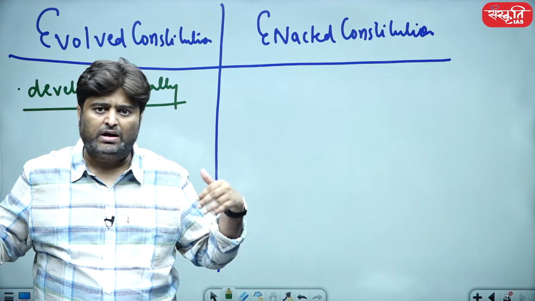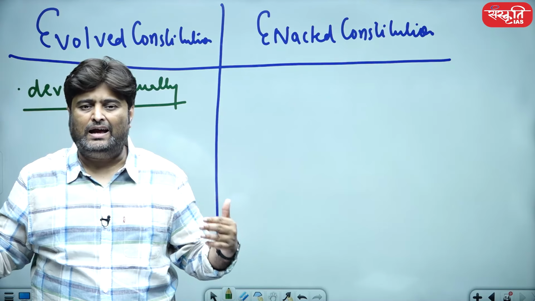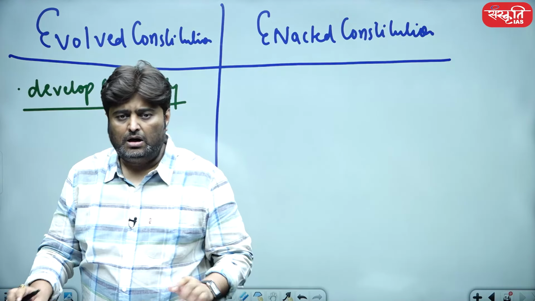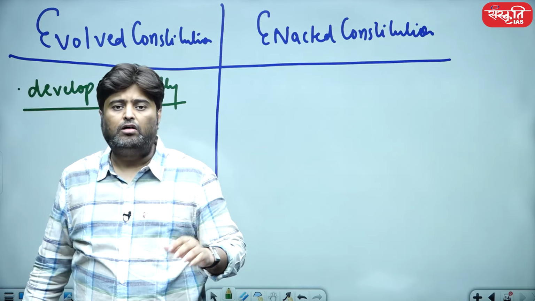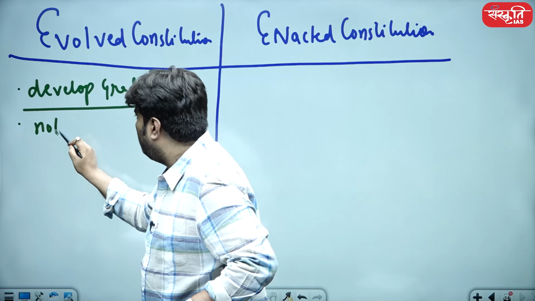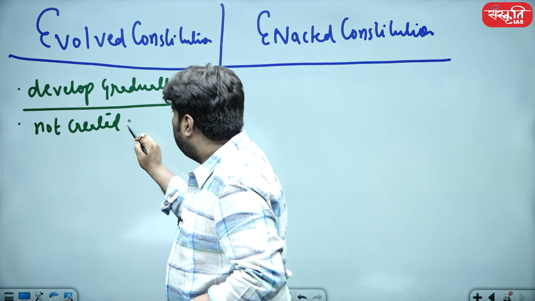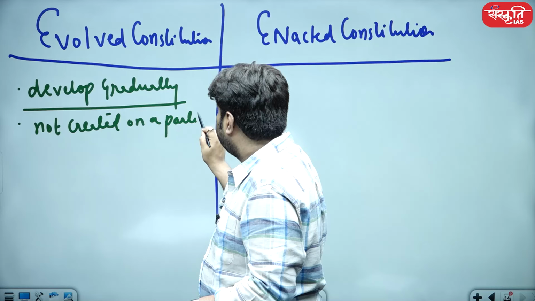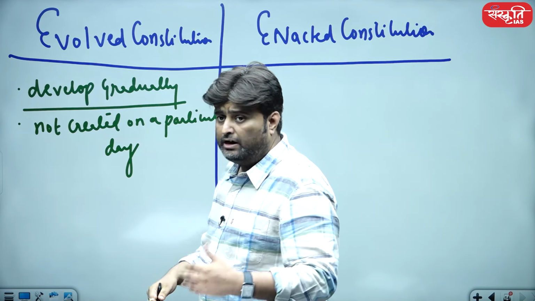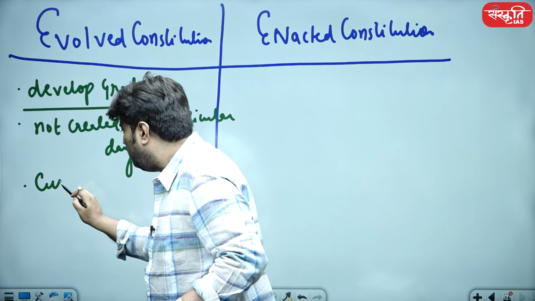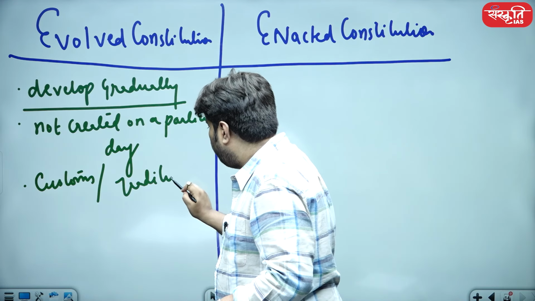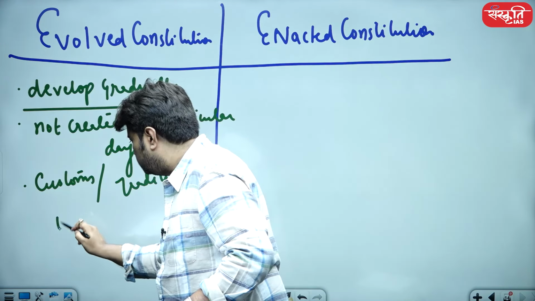So any constitution where there is no particular date, no particular day in the period of history that can be associated with the statement that this was the day the constitution was adopted, we call that type of constitution evolved. Evolved means not created on a single day, developed gradually. Developed gradually means based more upon tradition, based more upon customs, and based more upon incremental changes, one by one.